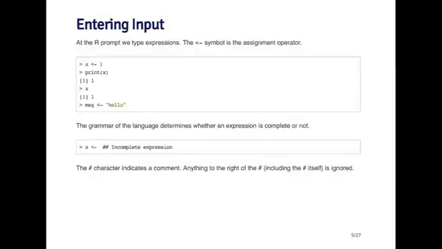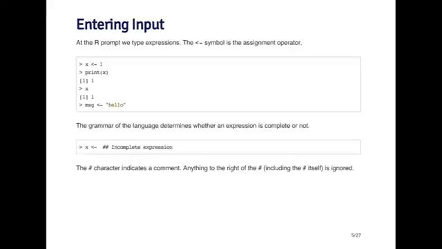So once we start typing things into the R prompt, then we're going to start coding and doing calculations. The things that we type into the R prompt are called expressions. For example, the symbol which looks like a left-hand arrow, and is actually the less than symbol followed by a hyphen, is called the assignment operator. The assignment operator is what assigns a value to a symbol.